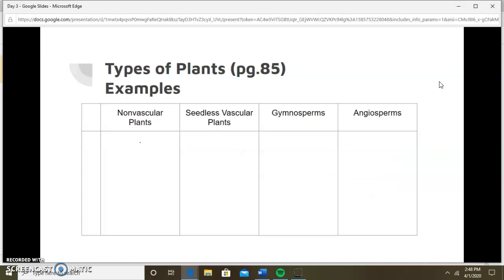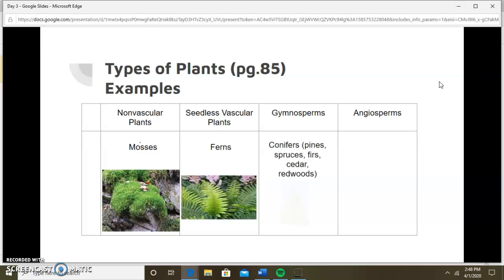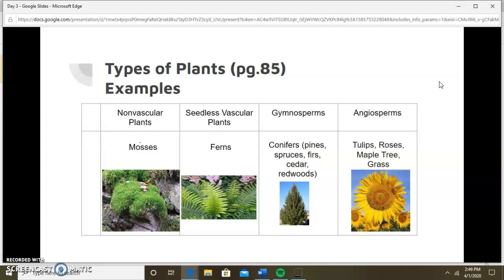And then you have examples. Non-vascular plants are like mosses, like I said. These grow on rocks and things like that, other trees. Ferns are seedless vascular plants. Gymnosperms are like your pines, your spruces, your firs, cedar, and redwoods. And then angiosperms, you have your tulips, your roses, and your other flowers, things like that.